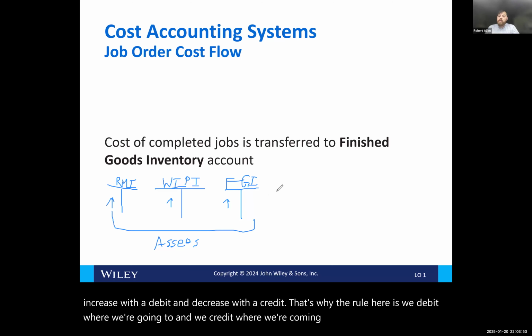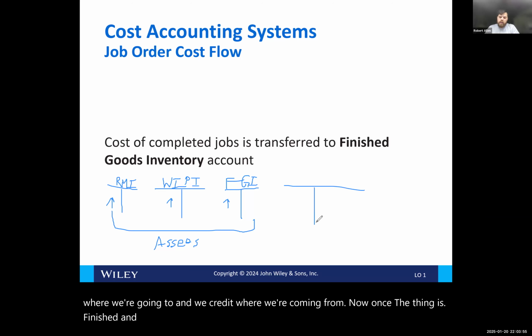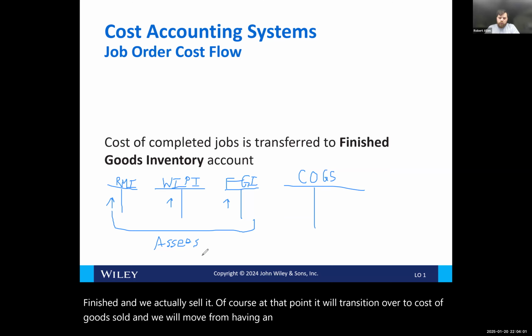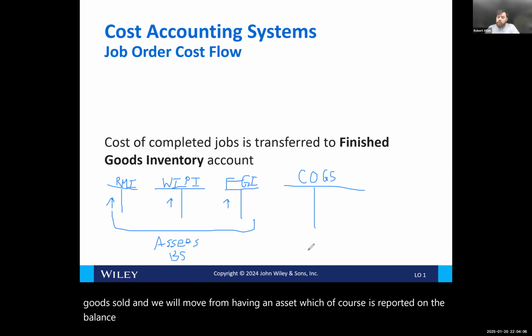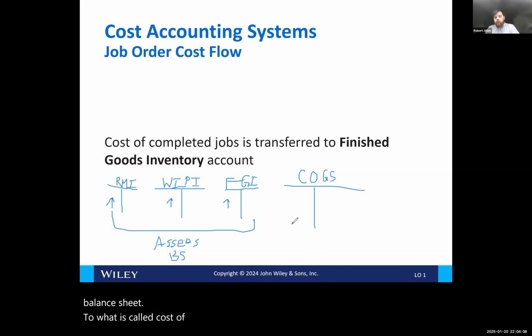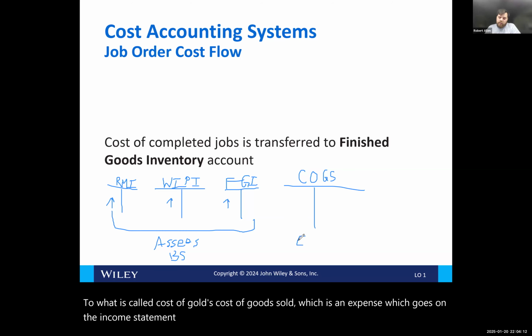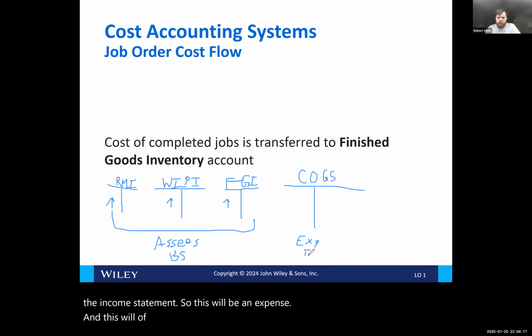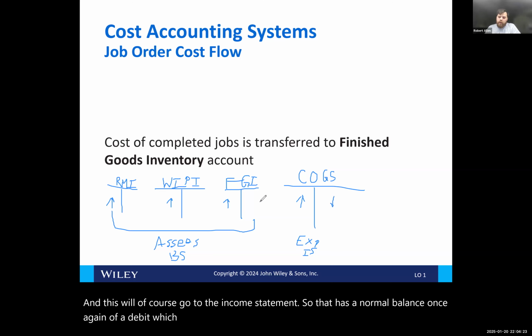Now, once the thing is finished and we actually sell it, at that point it will transition over to cost of goods sold. And we will move from having an asset, which is reported on the balance sheet, to what is called cost of goods sold, which is an expense, which goes on the income statement. So this will be an expense, and this will go to the income statement. That has a normal balance, once again, of a debit, which means a credit would make it go down.